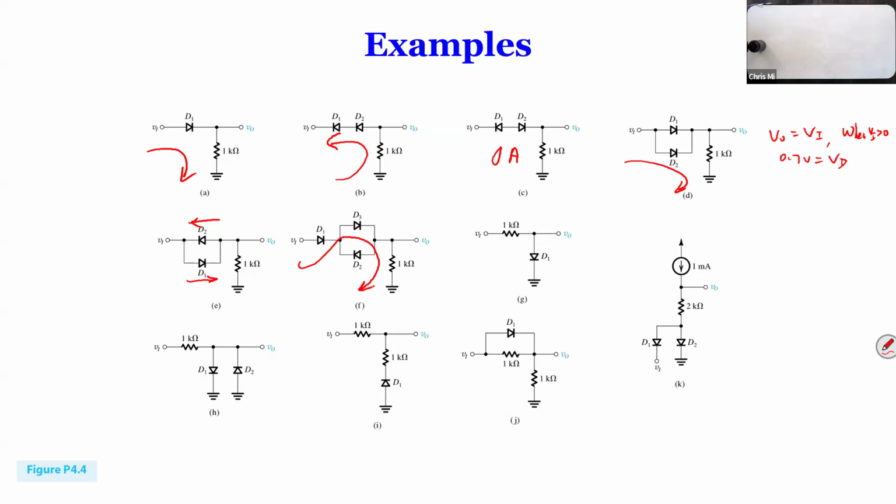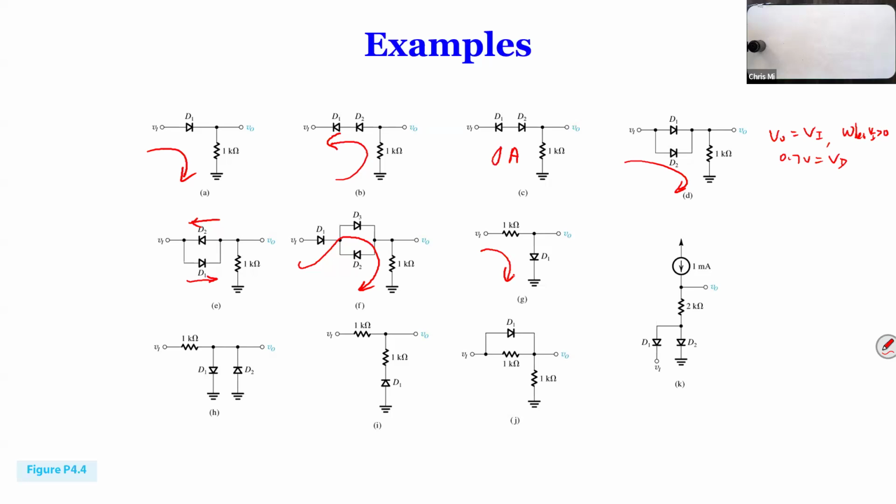All right, and then we have G. G is interesting. It's like an exchange of the components D and a 1K ohm resistor between the two. So when Vi is positive and negative, what do you see? When Vi is positive, you have current. When Vi is negative, what happens? The current cannot flow. So VO is the same as Vi.